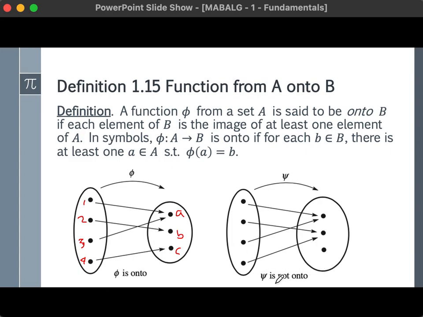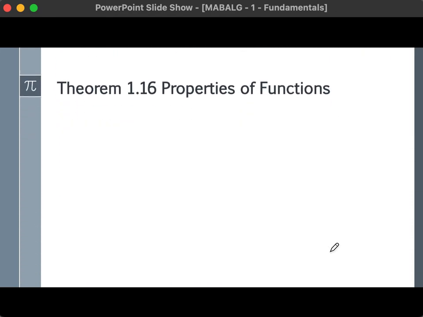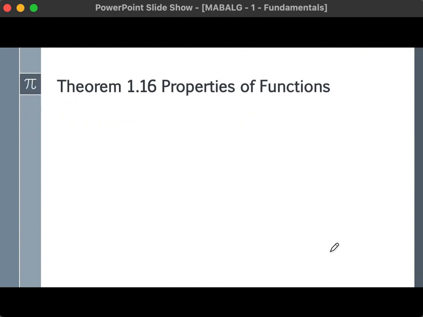This is not onto, all right? Since, what do we have here? There are two. So this one doesn't have an image. It doesn't have a pre-image from this set A. So it should be that each element of B is the image. So there's no image for this. So this is not onto. Okay. Next, we're nearing the end of this video.